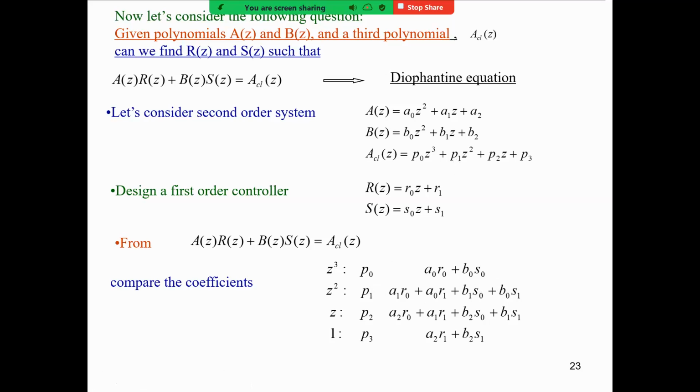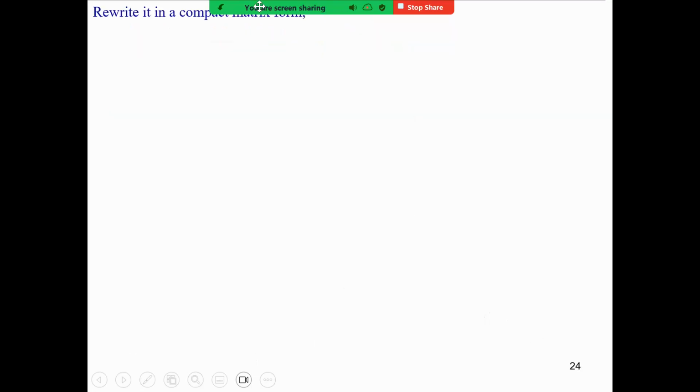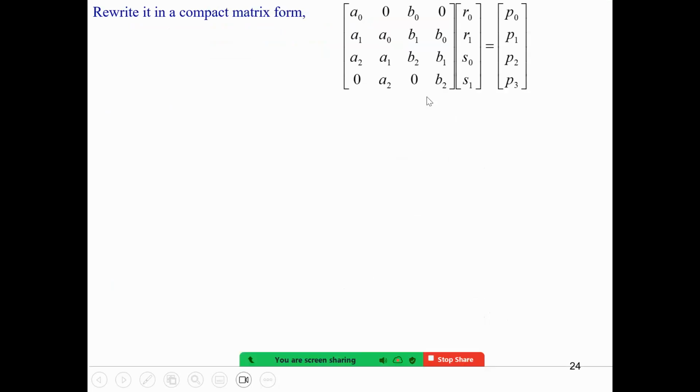In this way, we will get four equations, right? Four equations to match those four coefficients. We have four equations, and of course, we have four design parameters, right? Okay, and let's put it into a matrix form. Let's rewrite into a more compact matrix form.